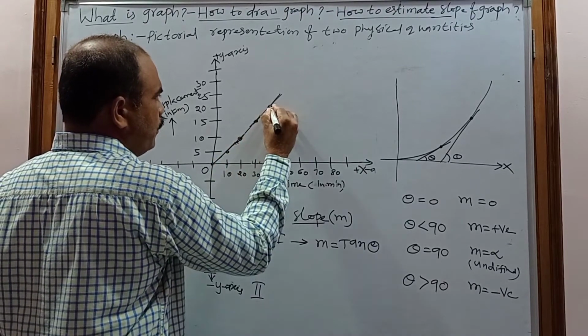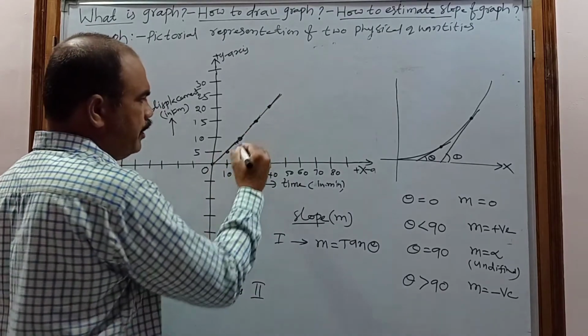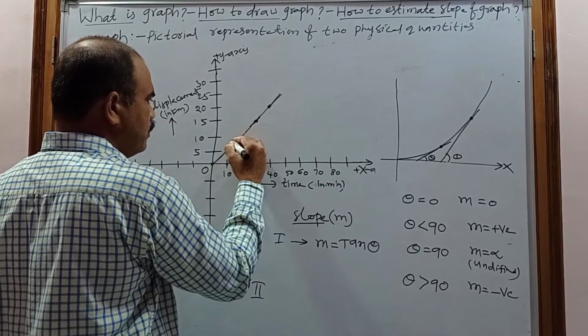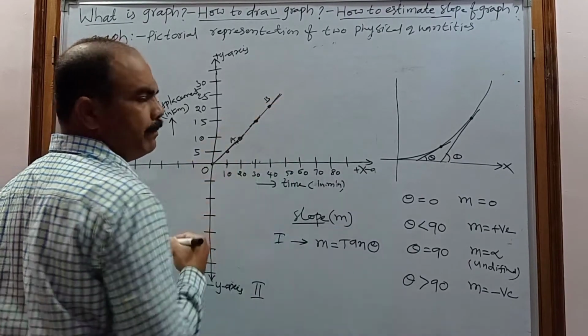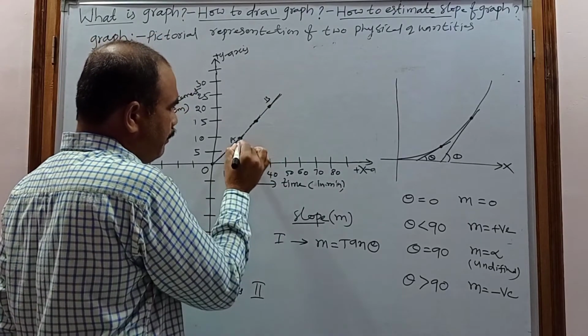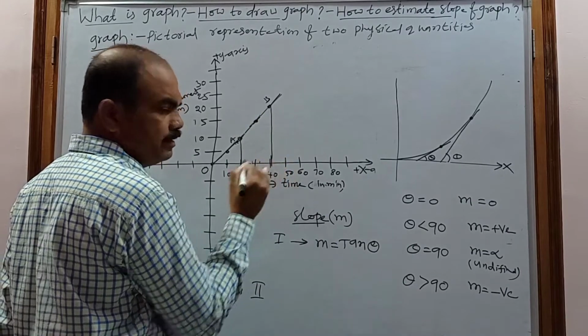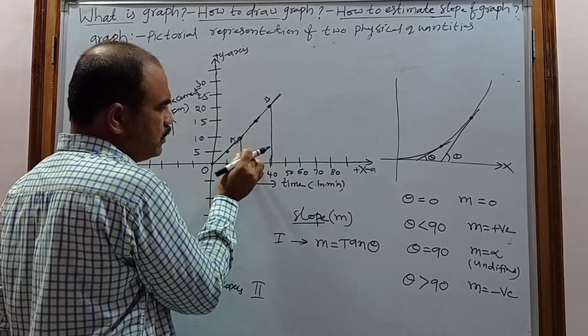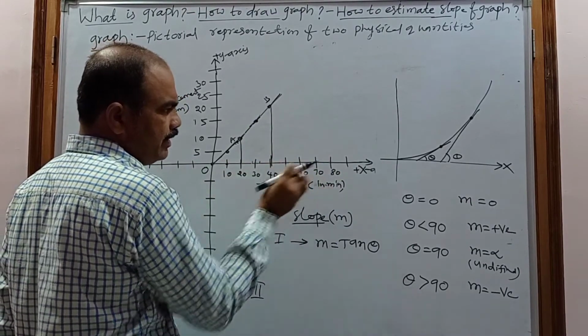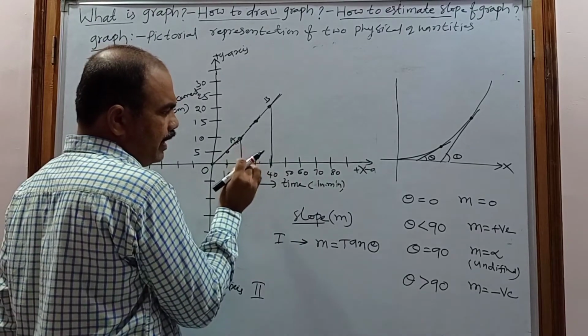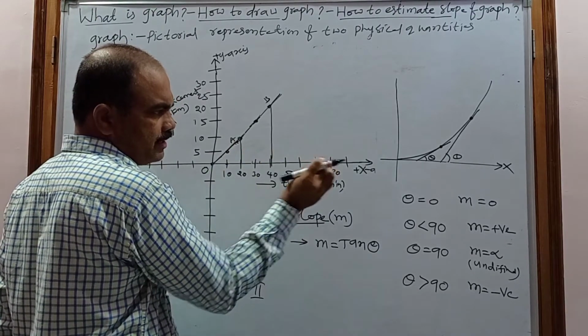Select the 2 points on the graph. So now I am selecting the 2 points on the graph. One is A and the second one is B. Then draw the perpendicular from the 2 points to the x-axis. These two lines will intersect somewhere on the x-axis.